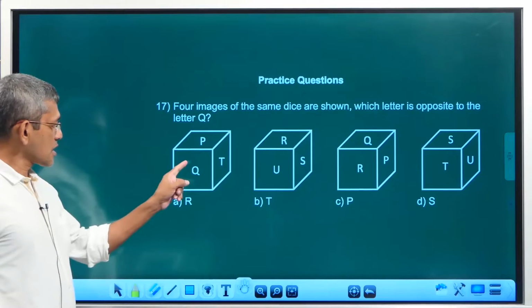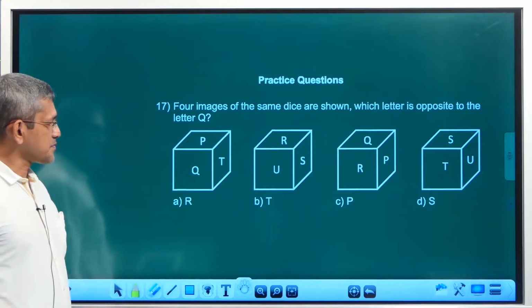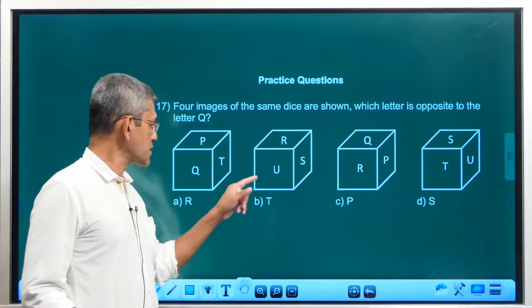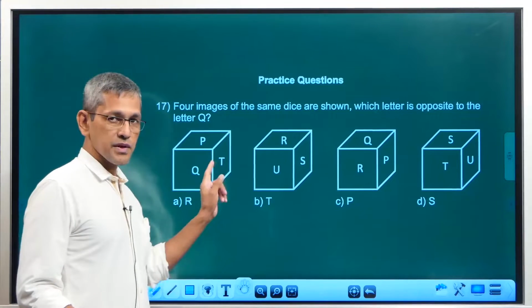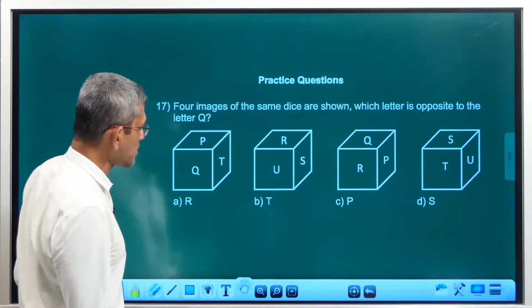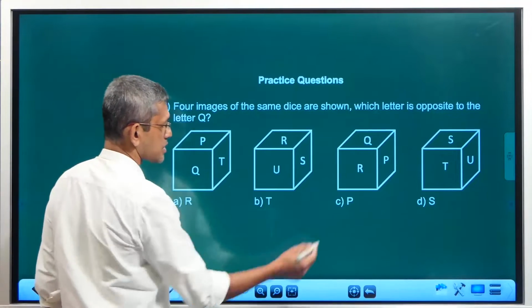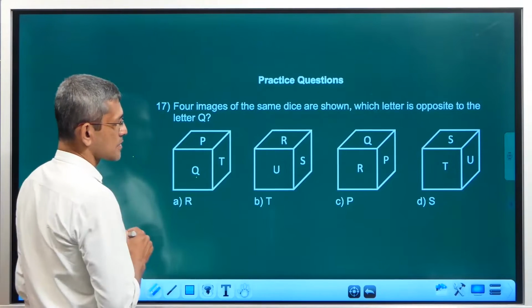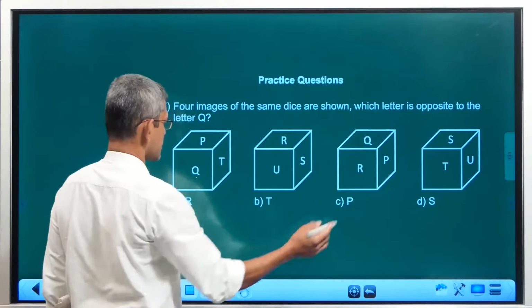So here, P, Q, and T. Second, we have R, S, and U. So there's no common letter between images 1 and 2. Now images 1 and 3. What do you see here? Q and we have P. So Q and P are common.